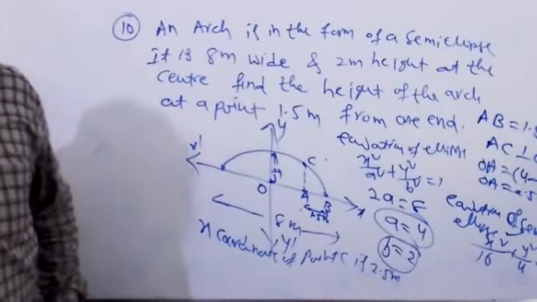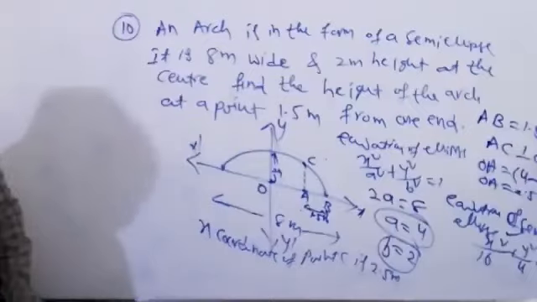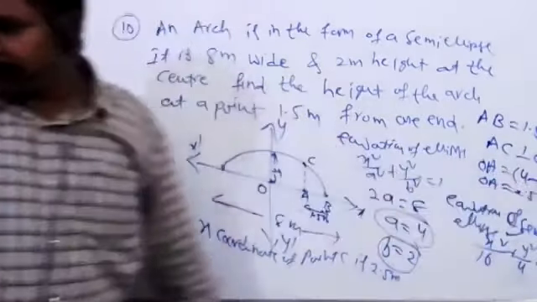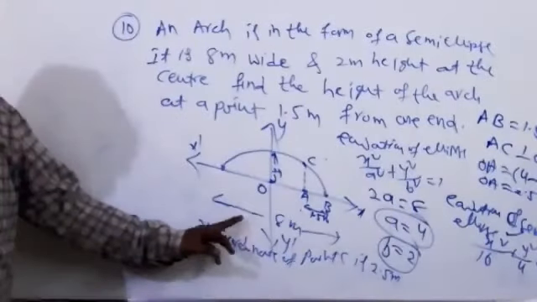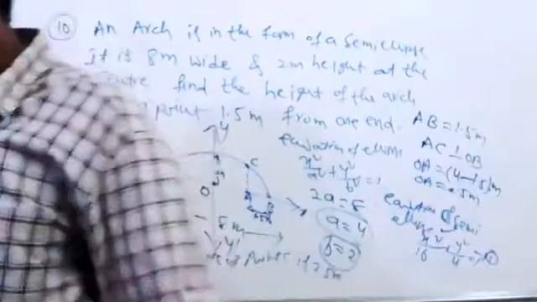Sir, just a second. I got disconnected. Okay. What did you do after AC perpendicular to OB? Then OA is equal to 4 minus 1.5. Can you shift the camera a little bit to the right side? Okay.